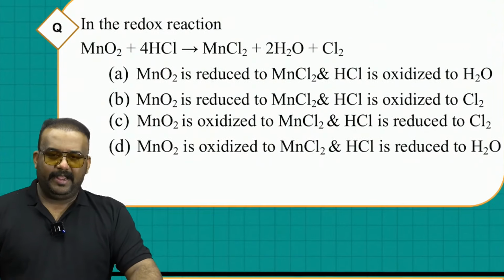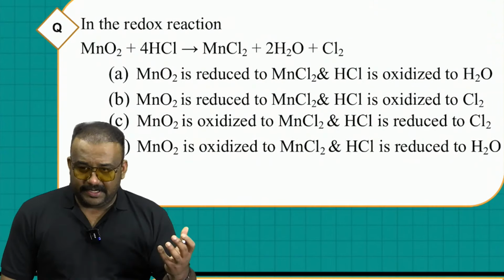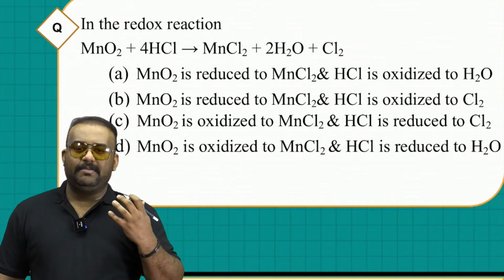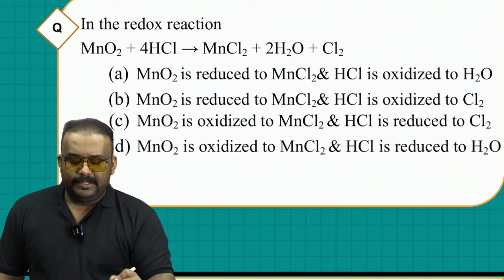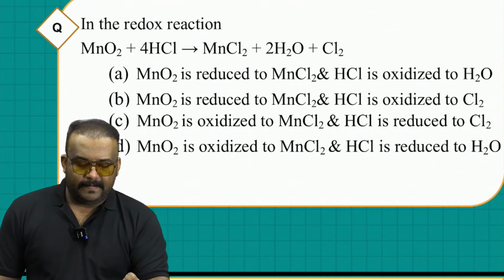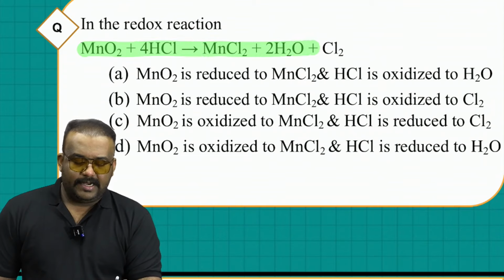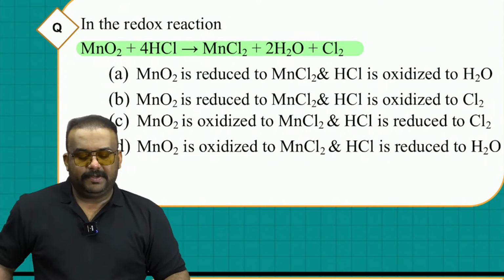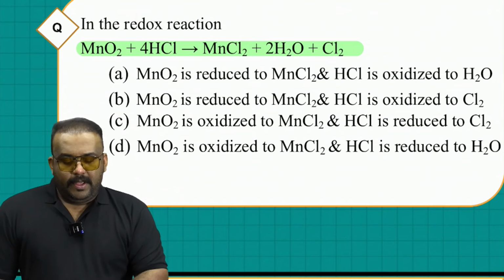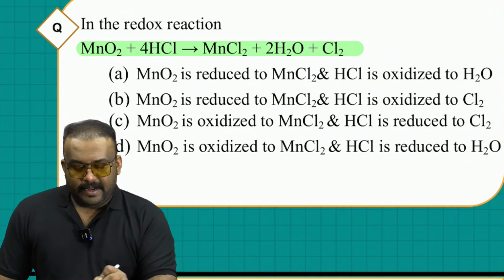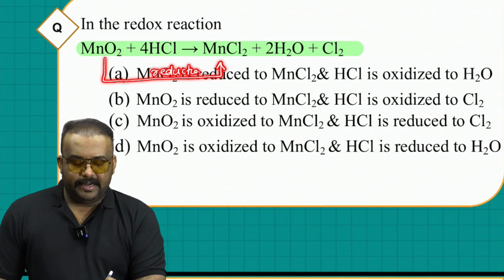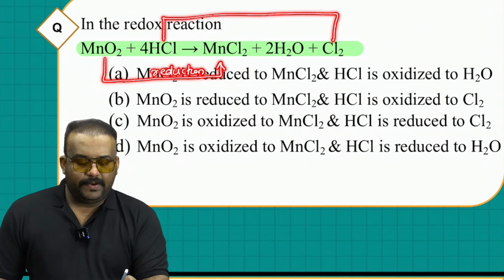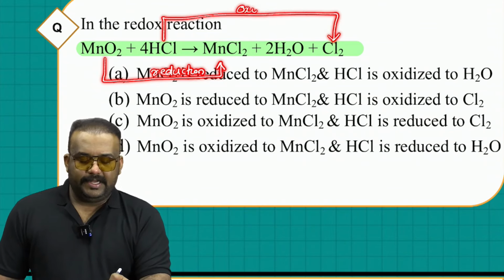Yes, see, another repeatedly asked question. I think I already mentioned this to you, that this specific example of redox reaction is asked many times in board exam. So this is something you should not forget ever. In the redox reaction, MnO2 plus HCl gives MnCl2 plus H2O plus Cl2. Look, we have already identified that MnO2 is becoming MnCl2, and that is removal of oxygen, so it is reduction, right? And HCl is turning into chlorine, which is oxidation.